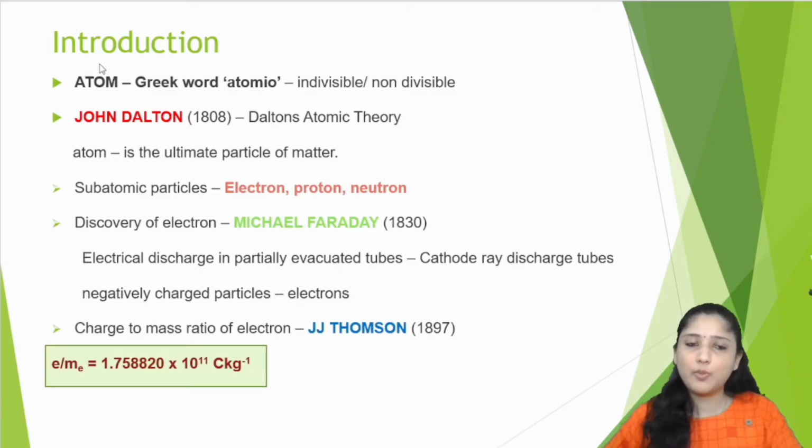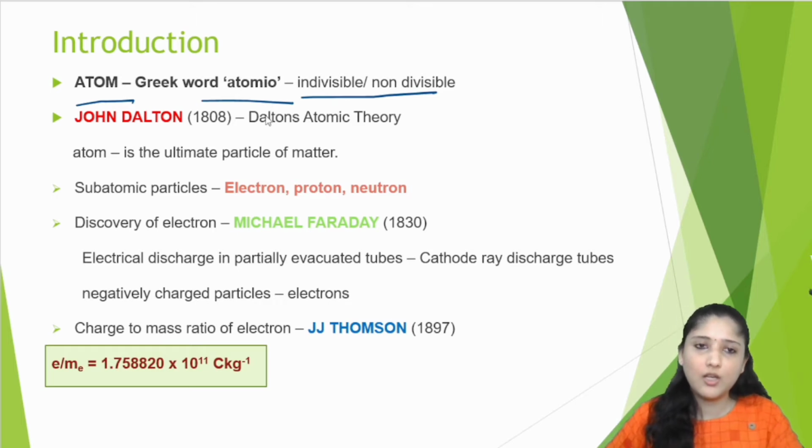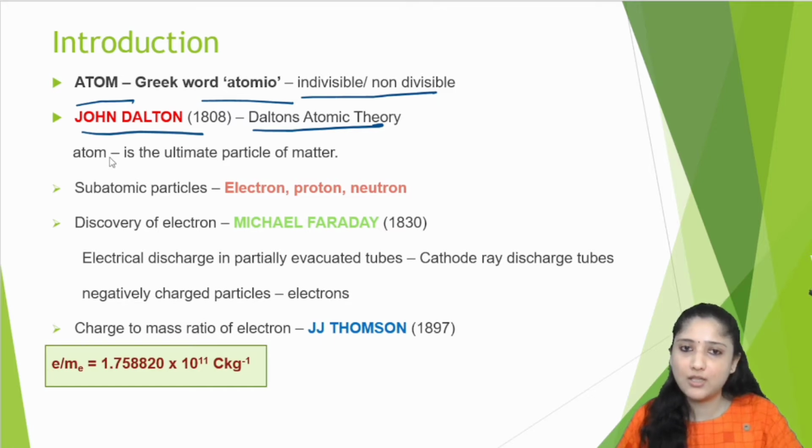Let's discuss the introduction part of the chapter. We know that atom is derived from the Greek word atomio. What does it mean? Indivisible or non-divisible. John Dalton was the first scientist, in 1808, to give Dalton's atomic theory. That means atom is the ultimate particle of matter. When we divide matter, we will reach a state when it cannot be further divided, and that state John Dalton called the atom. It is the ultimate particle of matter.